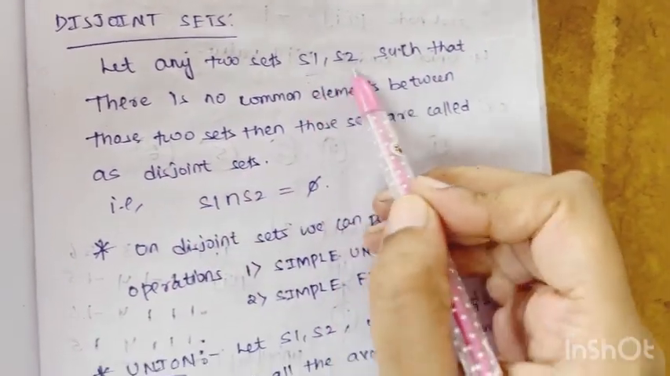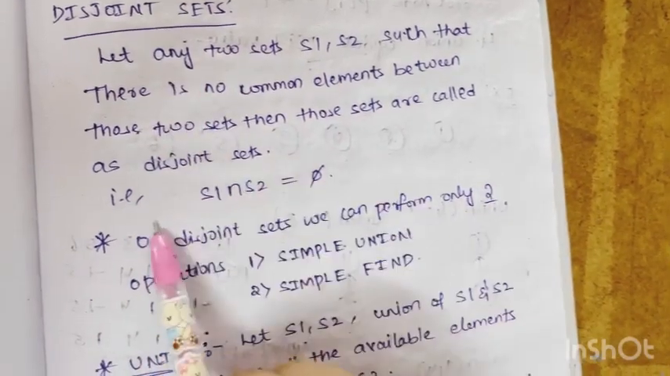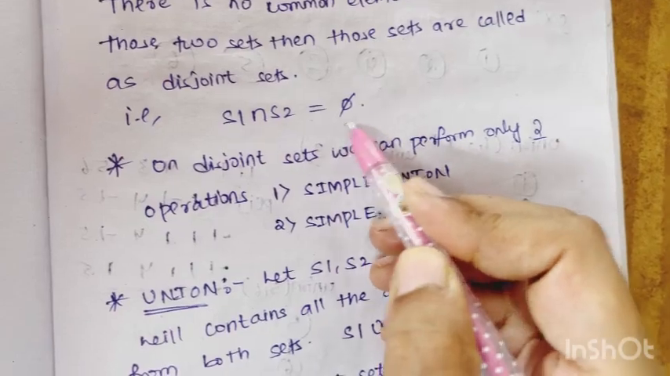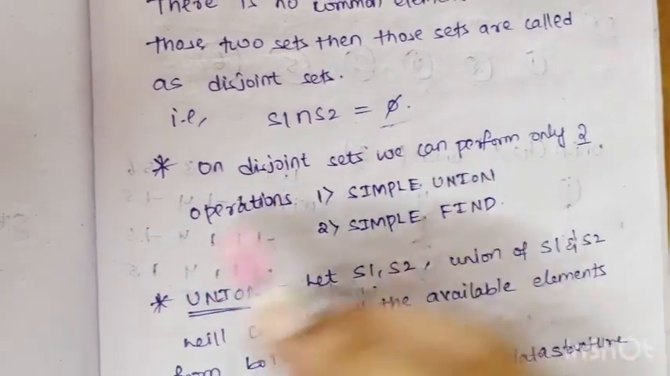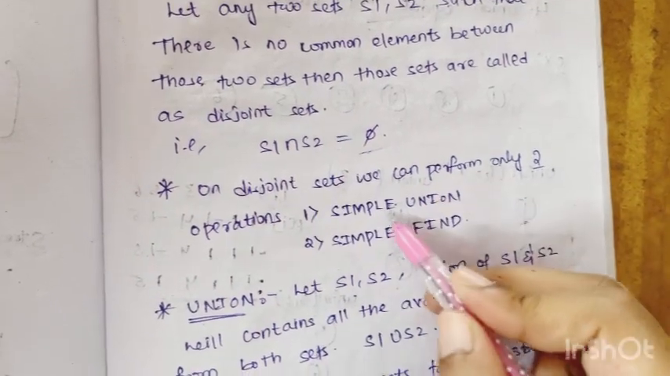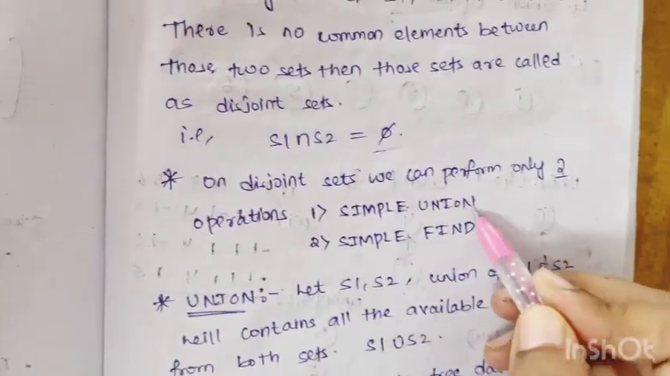Then those two sets S1 and S2 are called disjoint sets. That is represented as S1 intersection S2 equals phi, so there are no common elements. That's why we write phi. On disjoint sets we can perform two operations: simple union and simple find. We'll see them one by one.